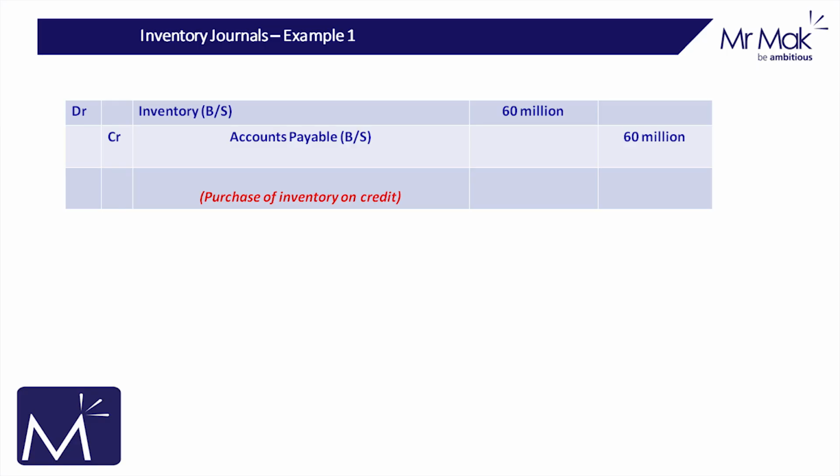Econet purchased $60 million worth of inventory during the current month. It received credit terms of 30 days. What would the journal entry be? Firstly, there would be a debit to the inventory in the balance sheet of $60 million. That increases the value of inventory Econet has. At the same time, there would be a credit to the accounts payable of $60 million. What that's showing is that Econet owes the supplier money because they've purchased this on credit.